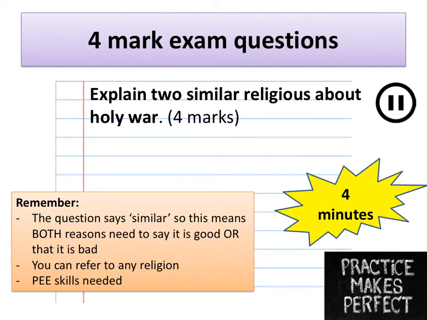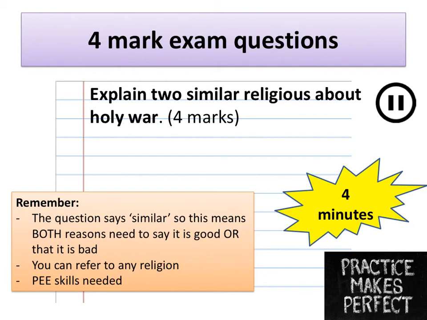Remember that when the question says similar, we need to give 2 points of view on the same side of the argument. So 2 that agree or 2 that disagree. If the question says different or contrasting, then we need to give arguments on opposite sides. Because this question says similar, it means that both reasons need to say that it's good or both reasons say that it's bad.